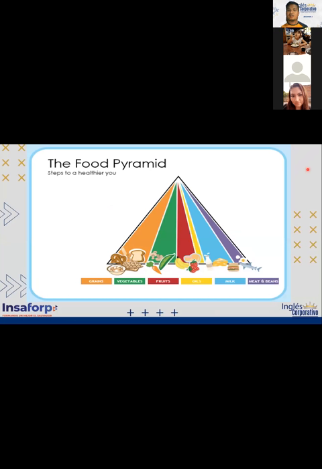But let me see here. So we have 6 pillars, the main ones that we have in the food pyramid. The first one is considered the grains. Number two, the vegetables. Number three, fruits. Number four, oils. Number five, milk. And the last one, the meat and beans. So we're going to try to find out some information about this.